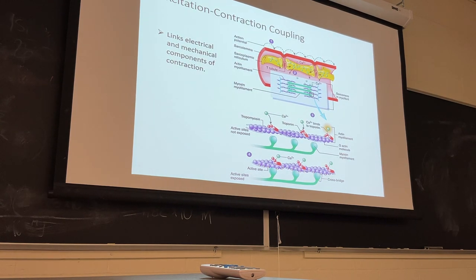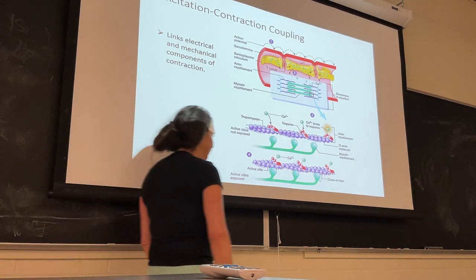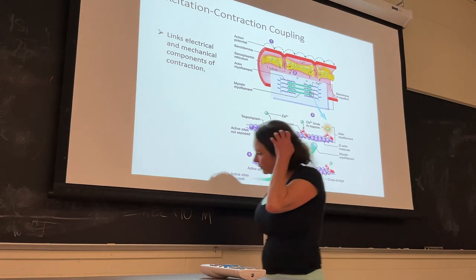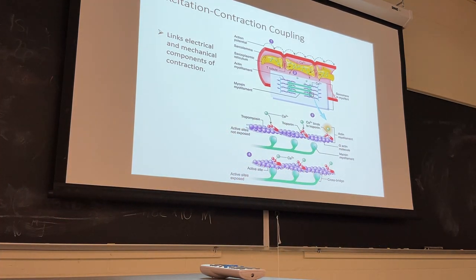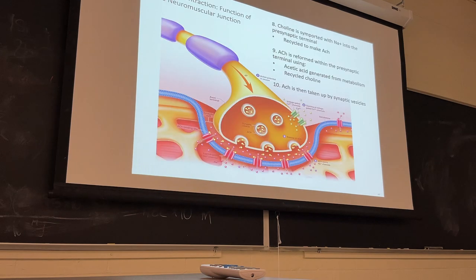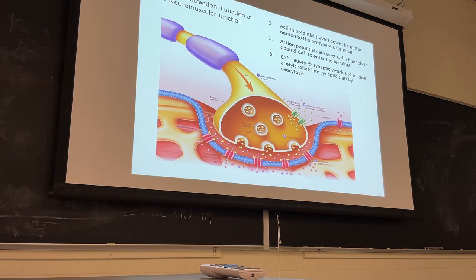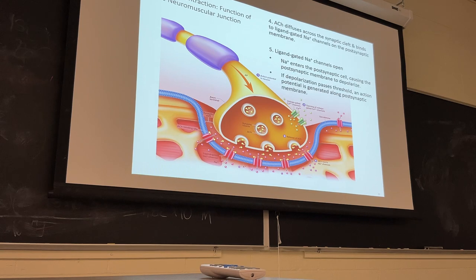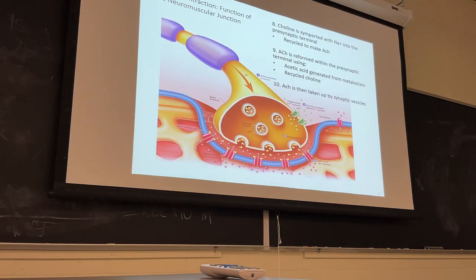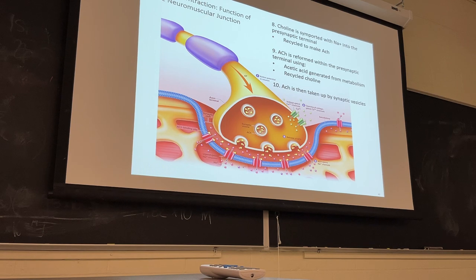I'm going to go back again before I start matching this with excitation contraction coupling. Let's review. I shouldn't even put this up there, because I should have you guys do it from the top. We're looking specifically now at the neuromuscular junction. Help me out here. I need to get to a basic picture. That way you only know these steps.